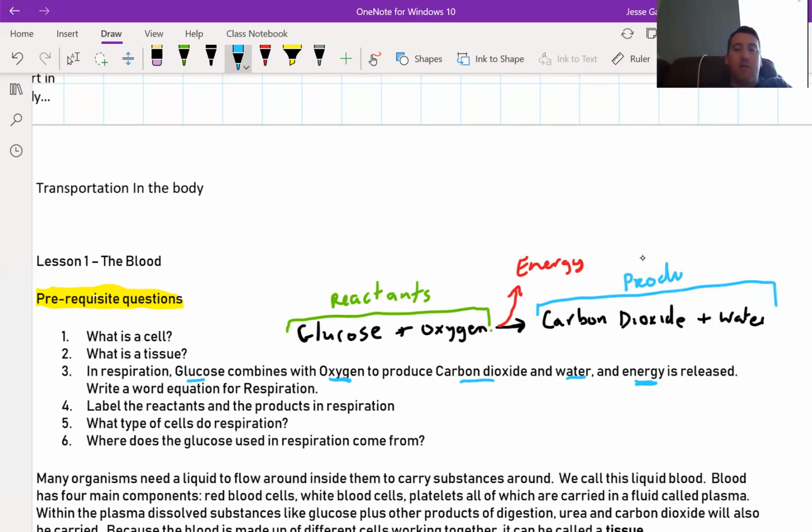Well done, if you got that right. On to the next one. Which type of cells do respiration? That was a little bit of a trick question because the answer is all cells. All cells do respiration because all cells have mitochondria, which is the next bit.